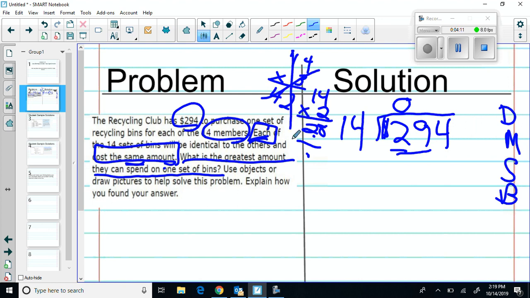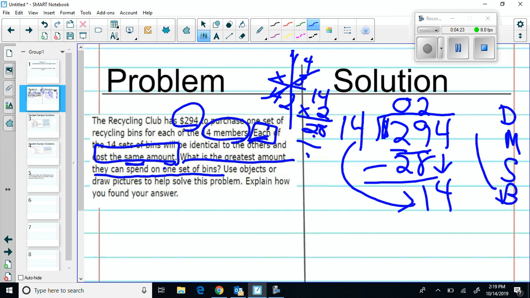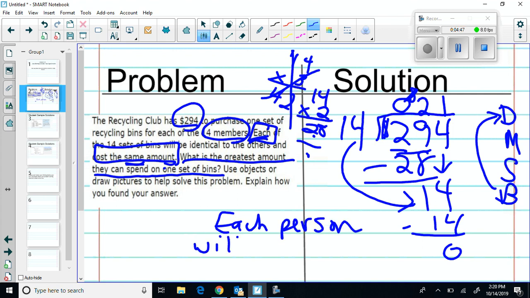So 3 would be too much. So it's going to go into it twice. And then 2 times 14 is 28. You subtract, then you bring down, and then you divide once you bring down again. So 14 goes into 14 once. 1 times 14 is 14. And notice we're getting the same amount. So our answer would be, what is the greatest amount they can spend on one set of bins? Each person will pay $21.